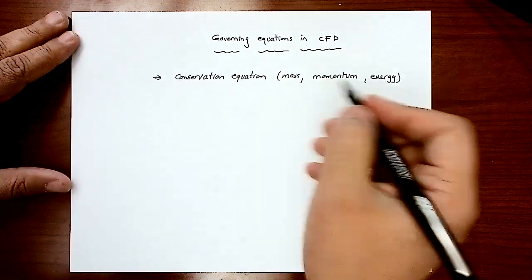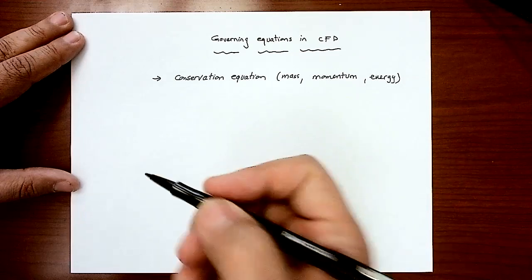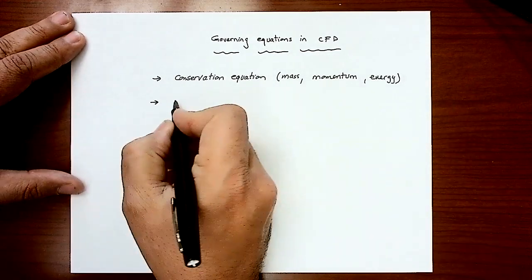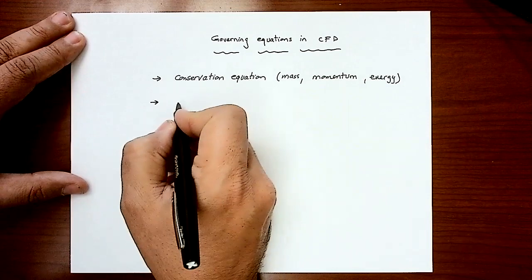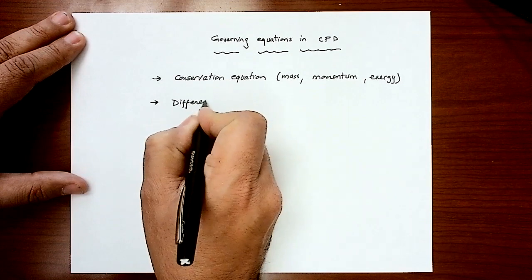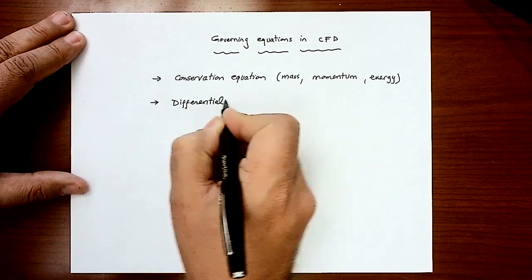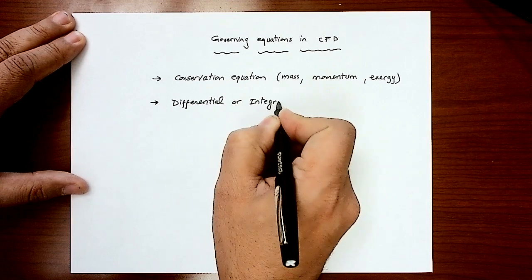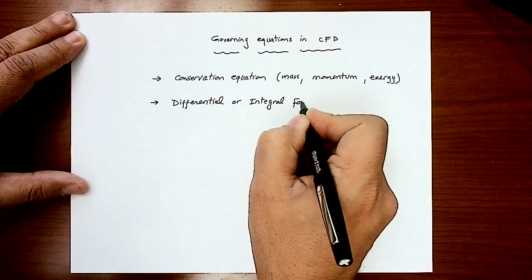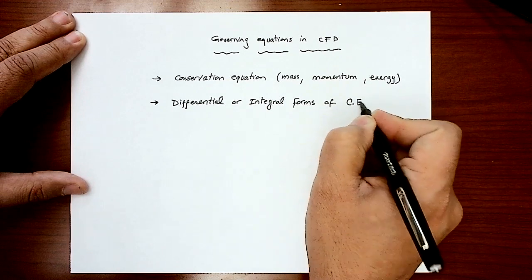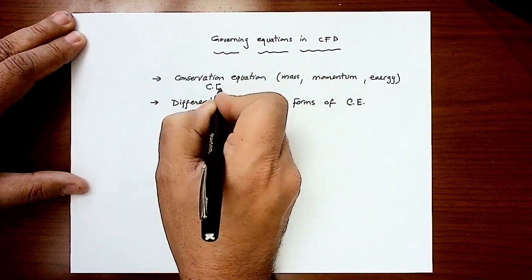These equations, the mass conservation, momentum conservation, energy conservation, exist in two different formats. It could be in a differential form or integral form. So these are the differential or integral forms of the conservation equations. So I'm going to call them conservation equations.